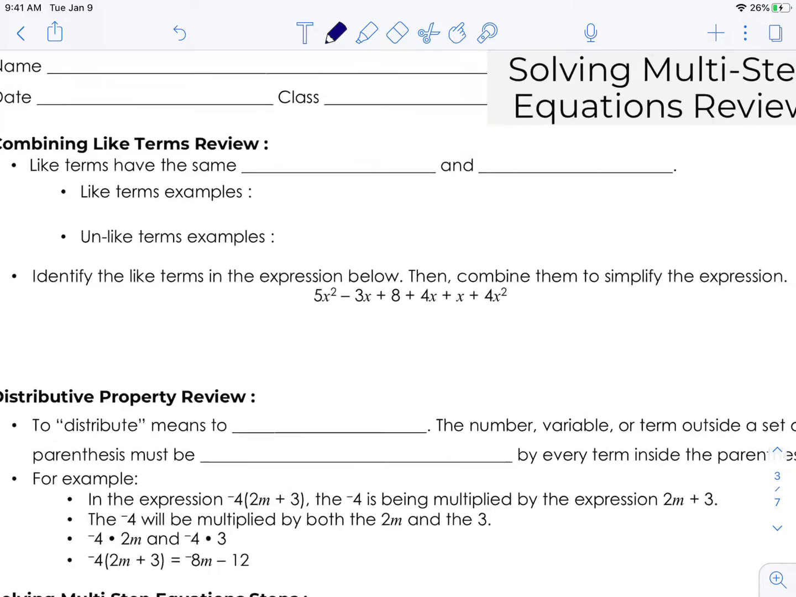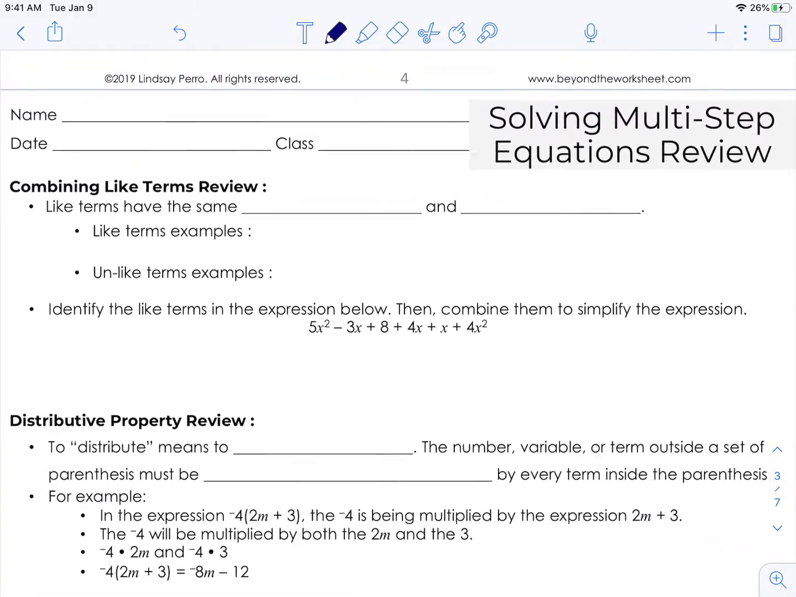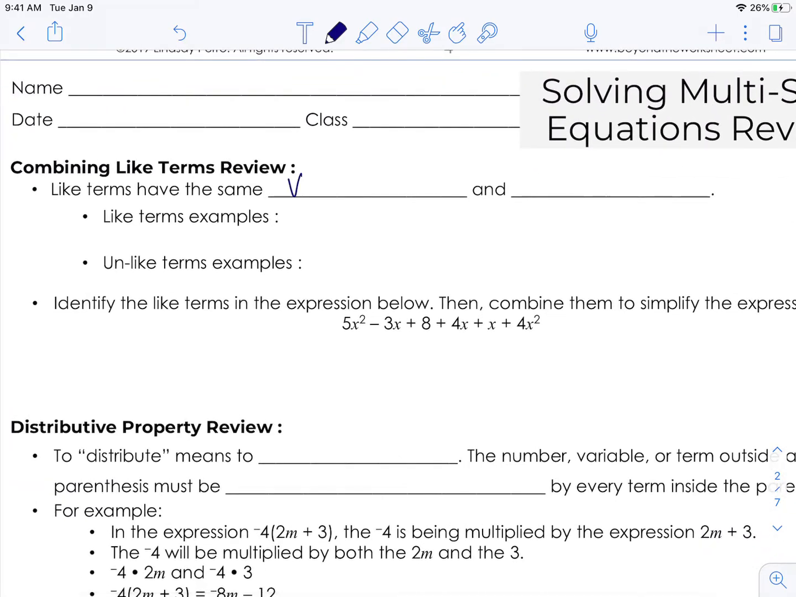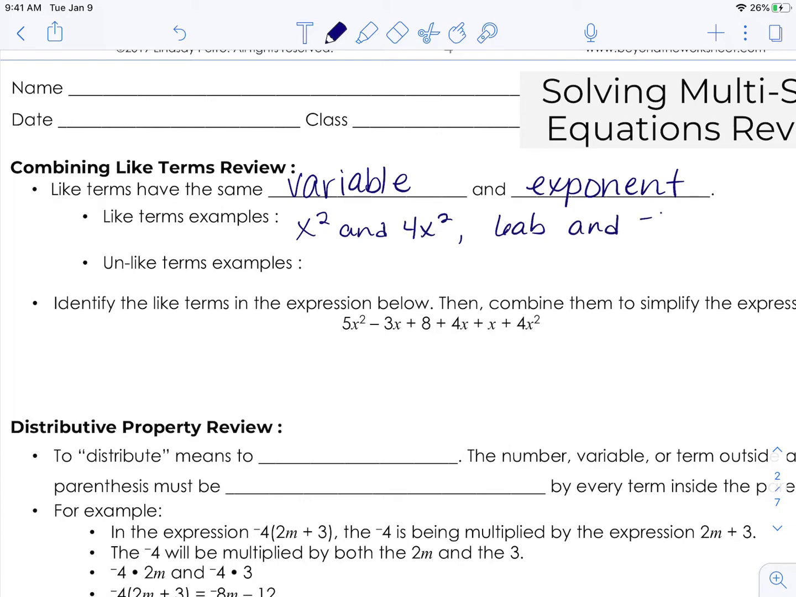So like terms are terms that have the same variable and the same exponent. So just having the same variable is not enough. Two examples of like terms would be x squared and 4x squared. Those are like terms. Or if you have 6ab and negative 5ab, those are like terms as well.